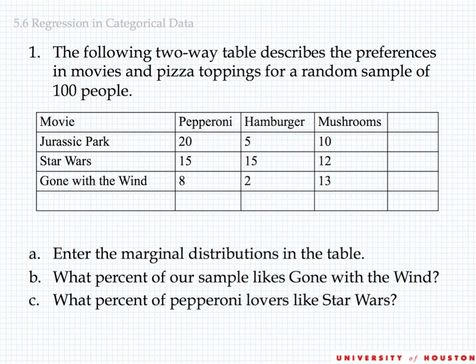Example: the following two-way table describes the preferences in movies and pizza toppings for a random sample of 100 people. Let's enter the marginal distributions into the table.